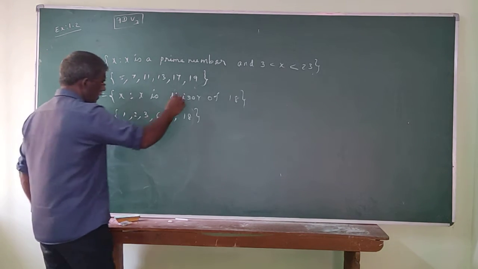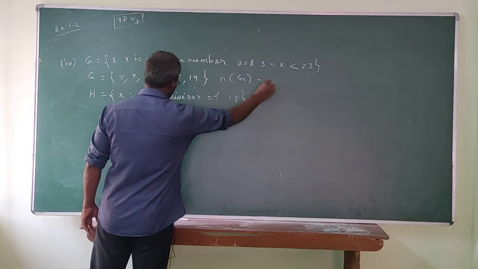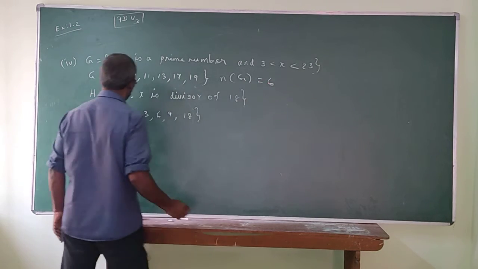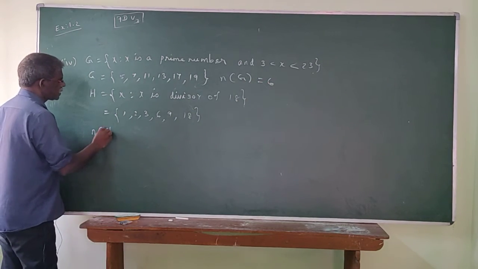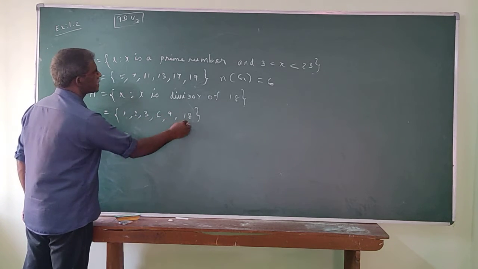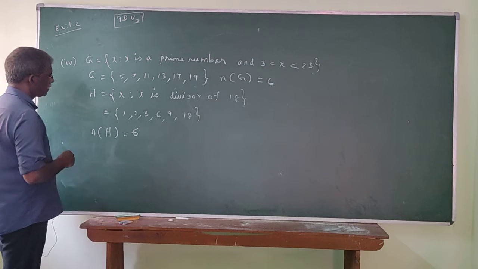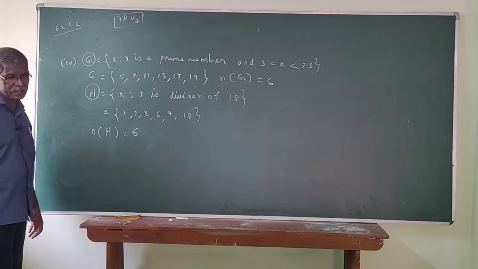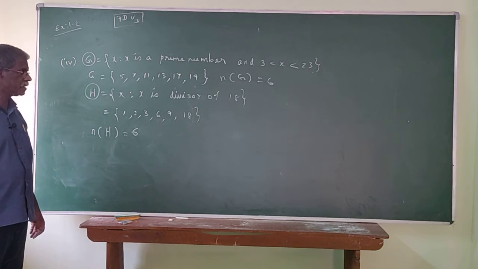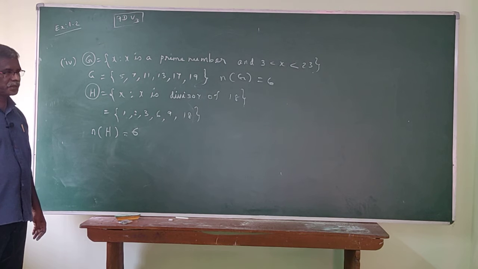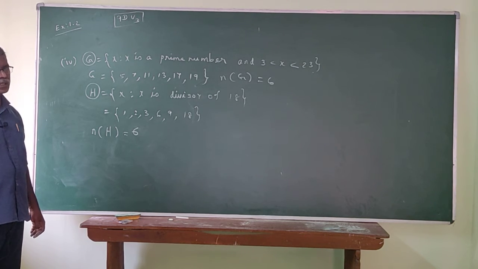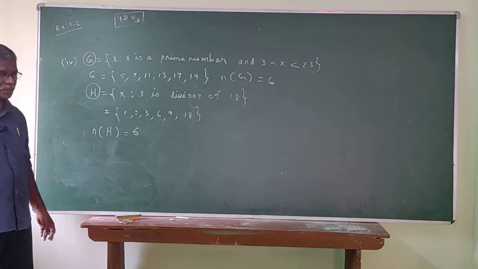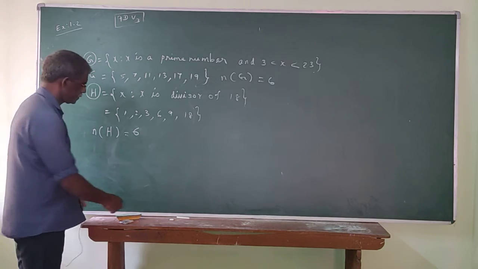So here the cardinal number of G is 6, and n(H) is also 6. Therefore G and H are equivalent sets since the cardinal number is the same. As two sets have the same number of elements, these two sets are equivalent sets. Therefore for question number 4, G and H are equivalent.